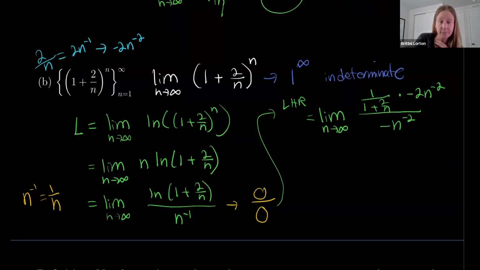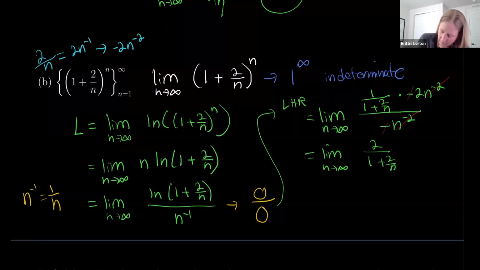Okay, and some things cancel. Yeah, some things cancel. So this is going to become the limit as n goes to infinity of 2 over 1 plus 2 over n. I'll highlight what canceled. I think the n to the -2 and the negative canceled. And then 2 over a really large number goes to 0.